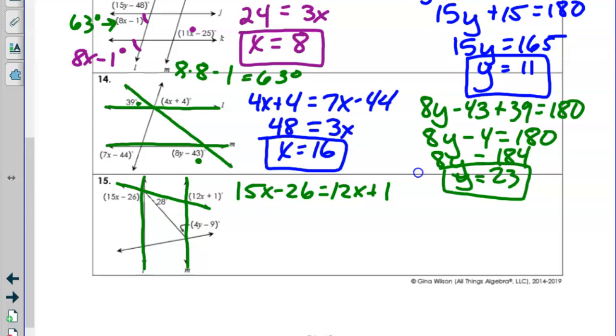Alright, so I'd subtract 12x from either side to get 3x, and I would add 26 to get 27. And what does x equal? 9.